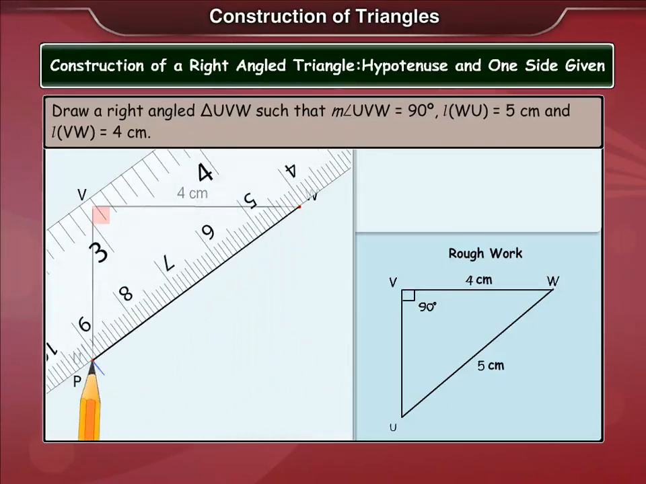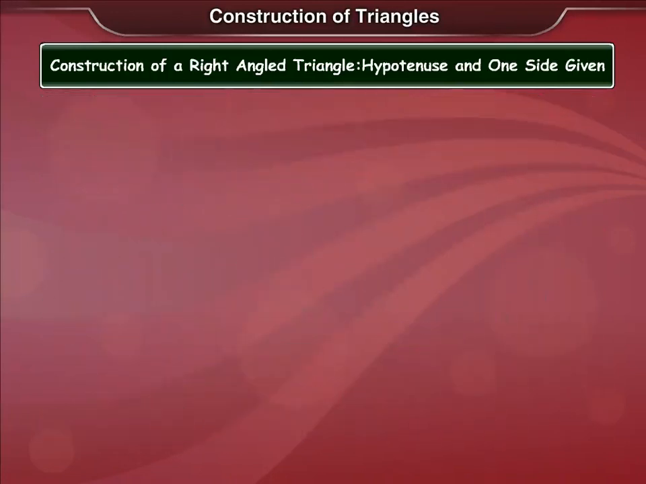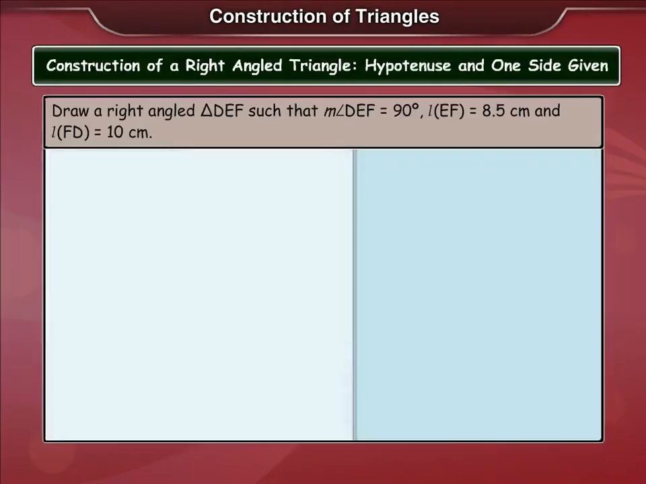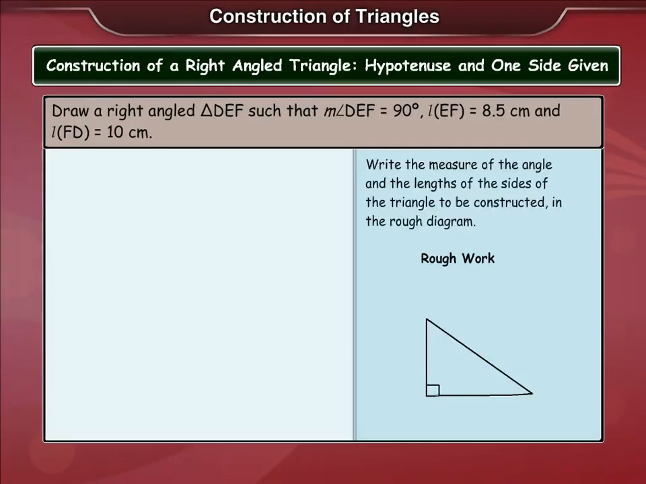Here we have an activity. Look at this given information. Based on this information, we have to construct a triangle. In triangle ABC, the measure of angle A is 75 degrees, the measure of angle B is 115 degrees, and the length of AB is 5 centimeters. First, let us draw a rough figure.